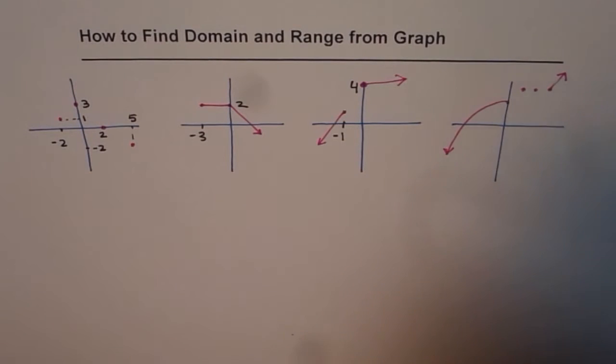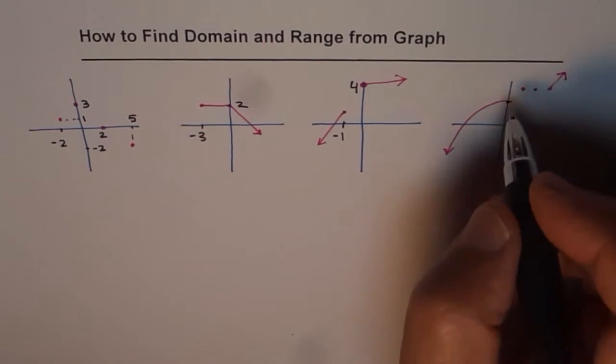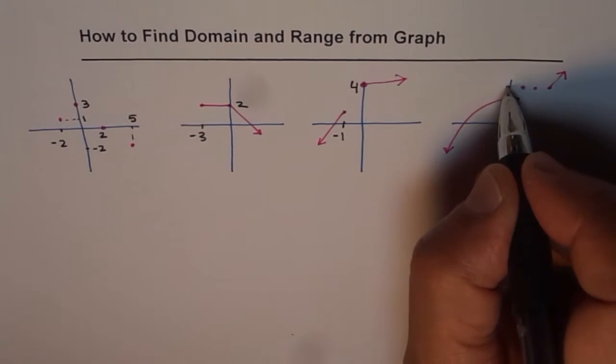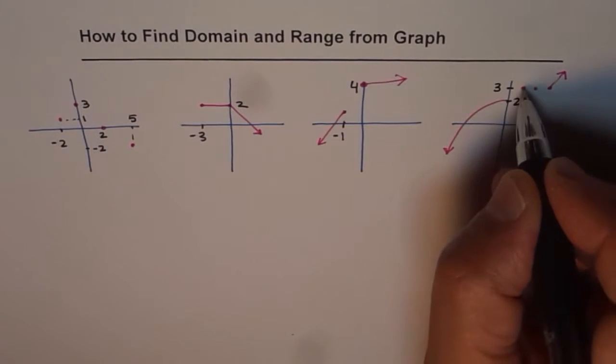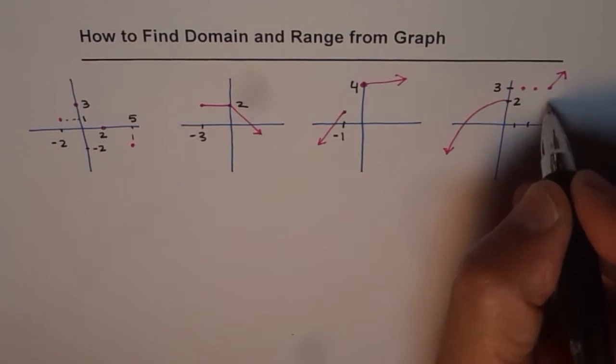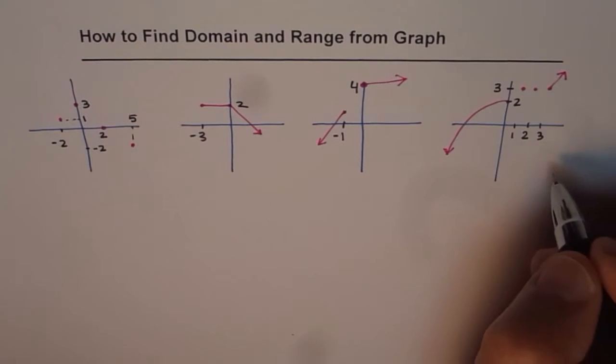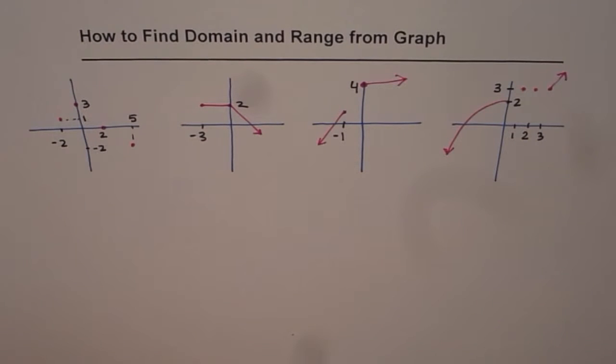Let us say that the y value here is 2 and the y value there is 3, and the x values are 1, 2 and 3. So this is 1, 2 and 3. Correct? So these are my 4 different functions. Now from these functions you need to figure out what is domain and range. I hope by now you must have written your answers.